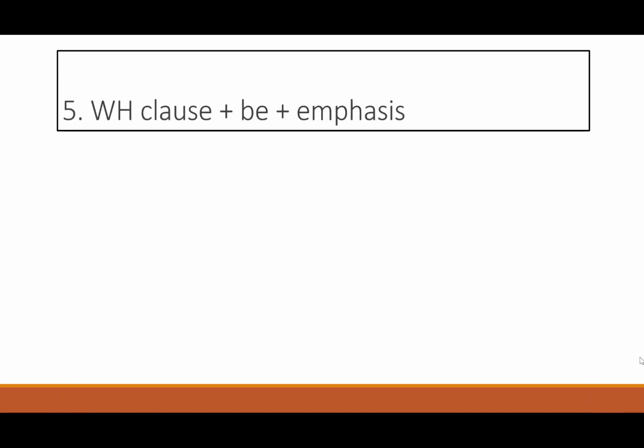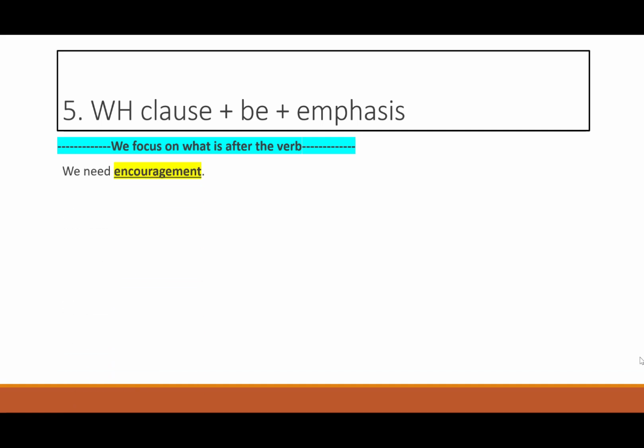Let's continue to number 5. Here we use WH clause and then be and then emphasis. Here, guys, on this pattern, we focus on what is after the verb. Look at this. We need encouragement. What is after the verb? Encouragement, the object.